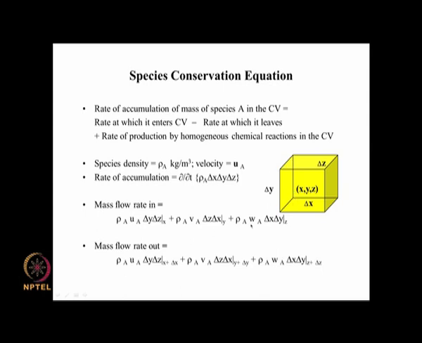Similarly, through the back face, the flow rate is given by W times the area of that particular face. So WA, the velocity of species A, the W component, times the area delta x delta z times rho A here, and all these things are evaluated at the midpoint of the corresponding faces.